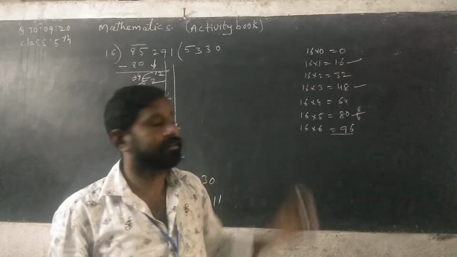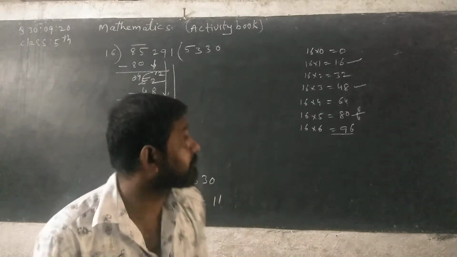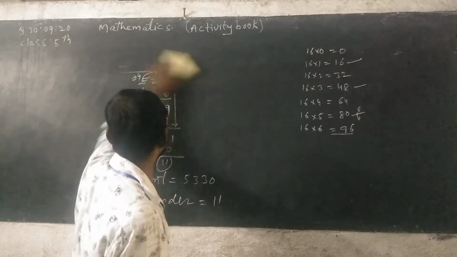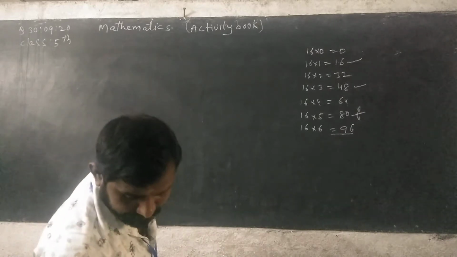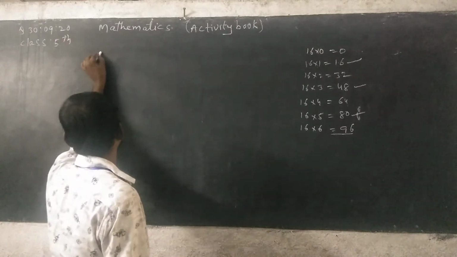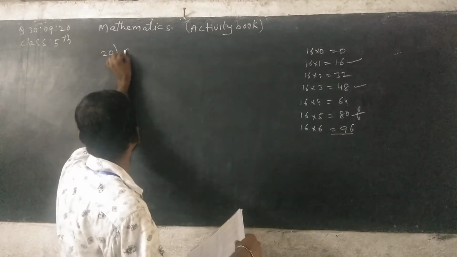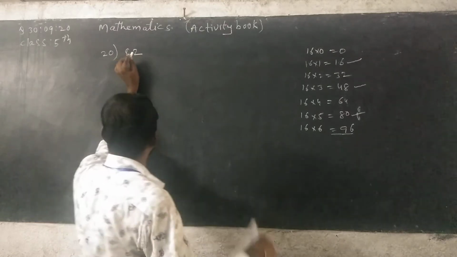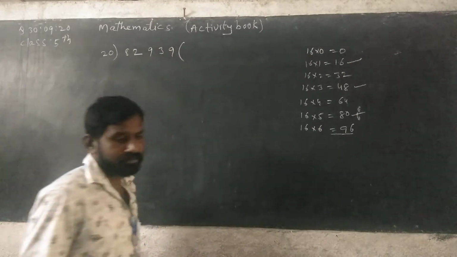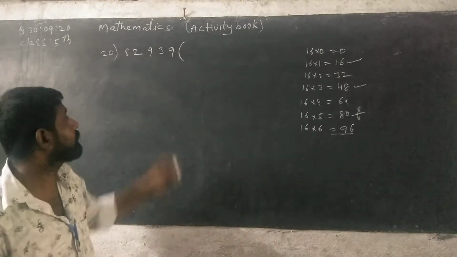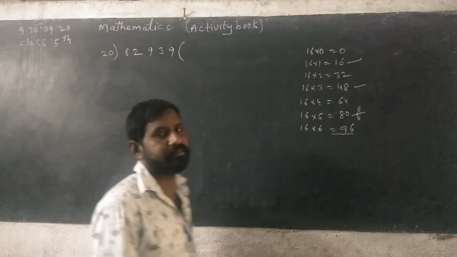Then you can do the division problems. Now next, see here, 82,939 is taken as the dividend. So 20 is taken as the divisor.